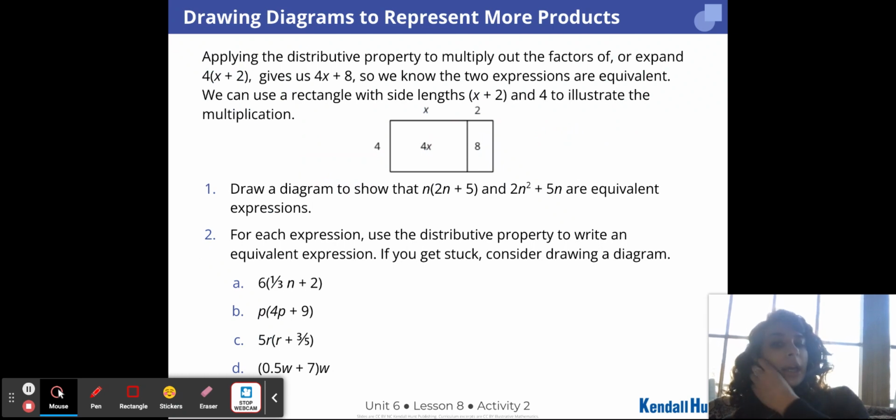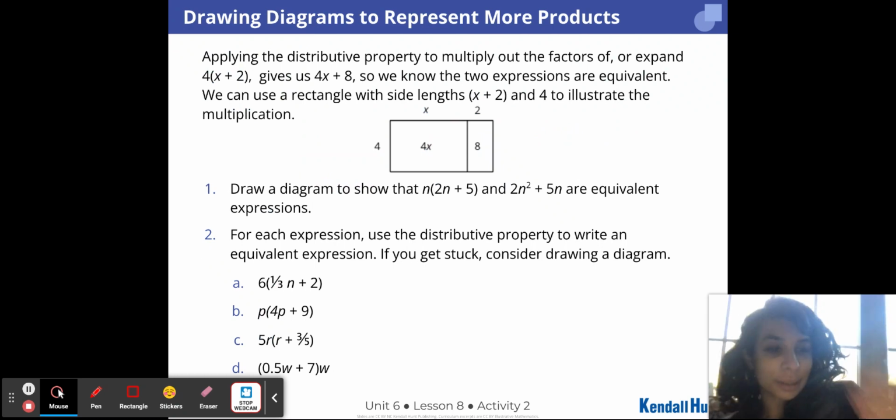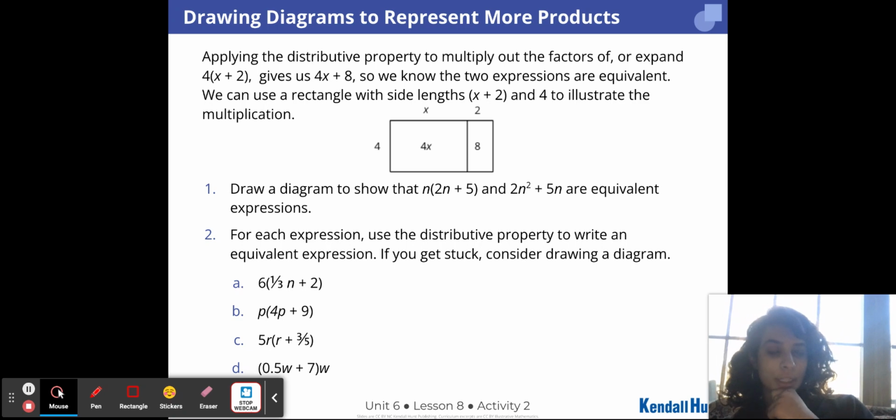The next part is applying the distributive property a little bit deeper. And so apply the distributive property to multiply out the factors, or expand factors of x, to expand 4 times x plus 2. That gives us 4x plus 8. We know that the two expressions are equivalent. Remember, equivalent are two expressions that have the same solution. We can use rectangles with side lengths x plus 2 and 4 to illustrate this multiplication.